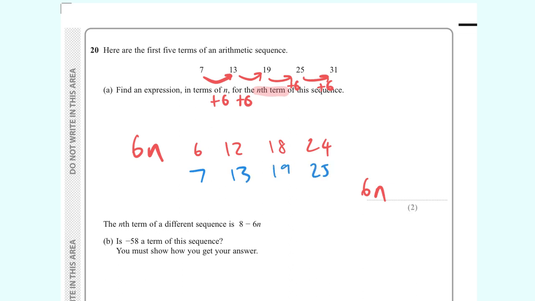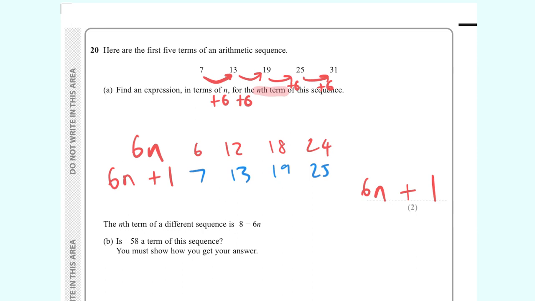So what do I need to add to get from 6 to 7? That's all I need to think. Well, that's just 1. So all my nth term is 6n plus 1. And that's done. 6n plus 1. Because the 6n just means the 6 times table, because 6 times 1 is 6, 6 times 2 is 12, 6 times 3 is 18, etc. So 6n plus 1.